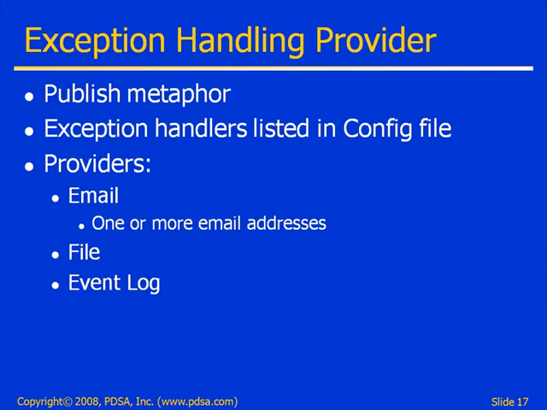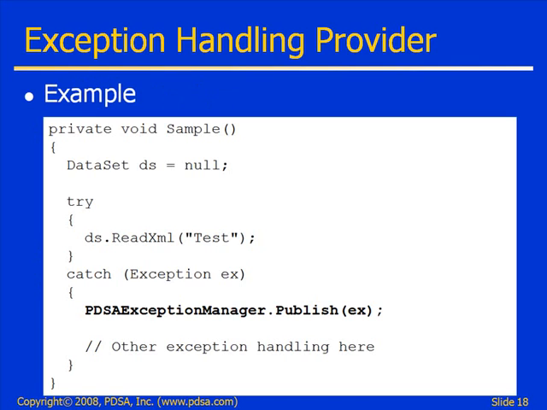The exception handling provider gives you a publish metaphor, very similar to the way the one works from the Microsoft application blocks. The exception handlers are listed in the config file. We give you providers for email, one or more email addresses, file, event log, and also one for a database as well. Here's an example where you do a try, you have a catch. The first thing you would do would be to publish your exception handler, and then you would display the message to the user or something, and for that you could actually use our messaging provider as well.